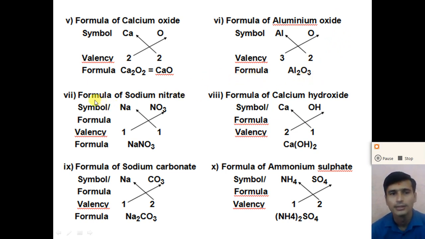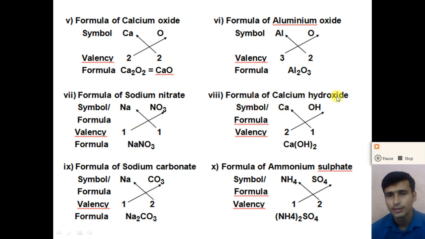Similarly, the next example is the formula of the sodium nitrate. Sodium has the symbol Na and nitrate has the symbol NO3. So here the sodium has valency 1 and the nitrate NO3 also has valency 1. So combining the valency of the positive ion and negative ion, we get the formula of the sodium nitrate, NaNO3, right?